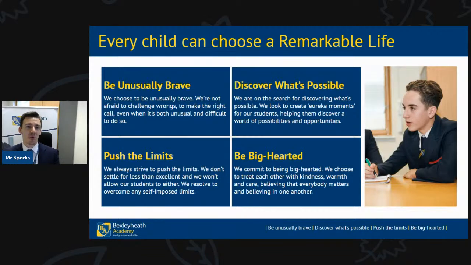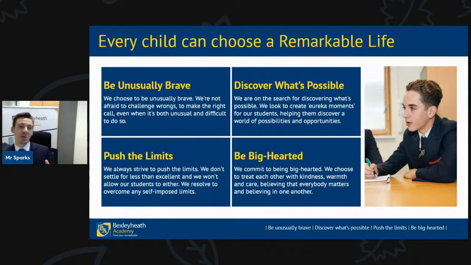Thirdly, we get our students to push the limits, whether that's educational, academic limits, whether that's extracurricular, or whether that's pushing themselves outside their comfort zone. It's really important that our students stretch themselves and go beyond what is comfortable sometimes, because that will really help them to push themselves.